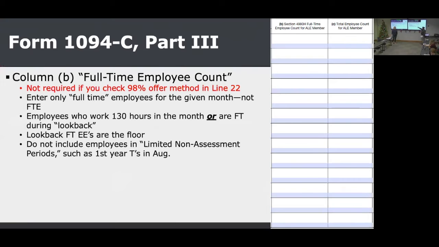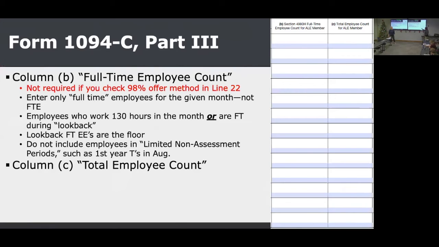Do not include employees in limited non-assessment periods, such as first-year teachers in August. So when you put the D indicator, if you remember, the 2D indicator is that para who started in August but isn't yet enrolled on insurance. That para is going to be 1H, blank, and 2D in August on their 1095C. That para, or that teacher, doesn't count as full-time for purposes of this column. I know this is a little confusing. I know we're going through it quickly. I promise we'll take questions.